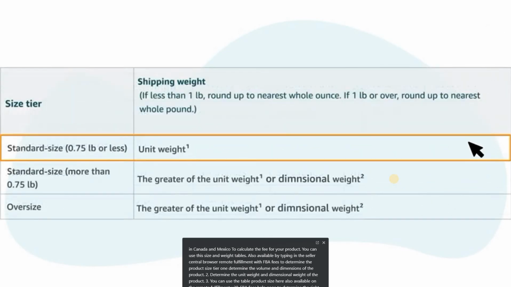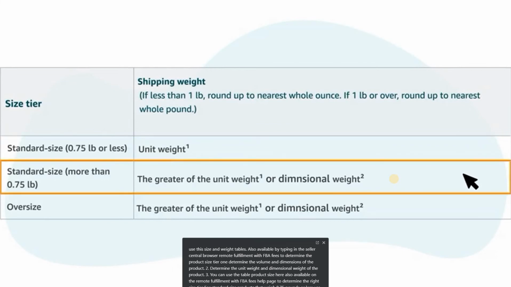For standard size products that weigh 0.75 pounds or less, use the unit weight. For all other products, use the larger of either the single unit weight or the dimensional weight.